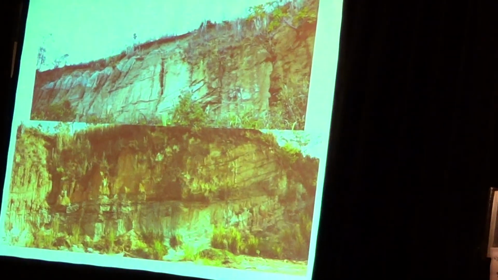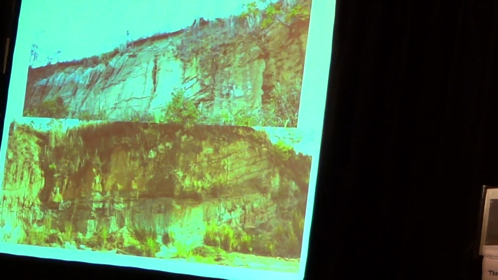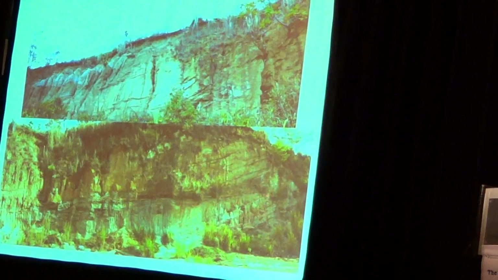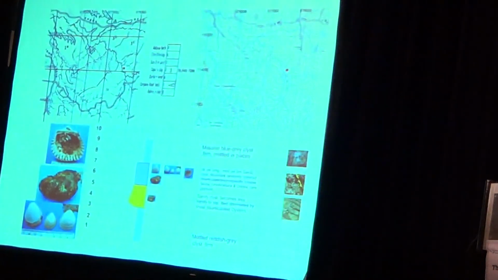This is it here, so you actually see these big channelized units, sand-filled. There's a small one here. You can see some cut and fill within the section.